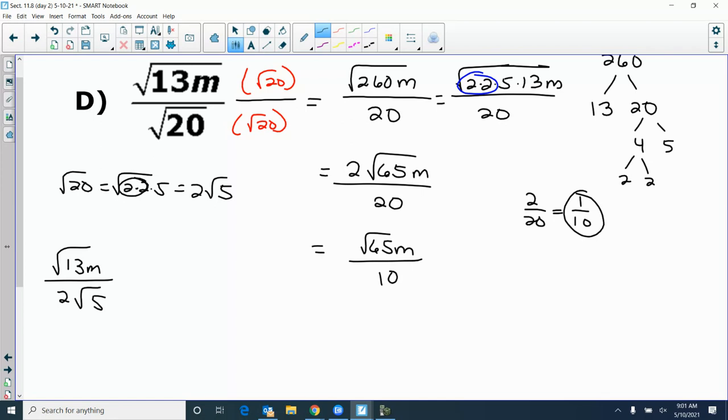If you got a number in front and I'm rationalizing the denominator, you only need to multiply by the radical. So I can multiply this by radical 5, and this is radical 5. This gives me square root of 65m, which is what we have over here. What is 2 square root of 5 times square root of 5?